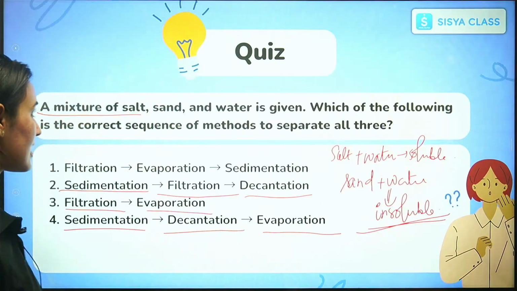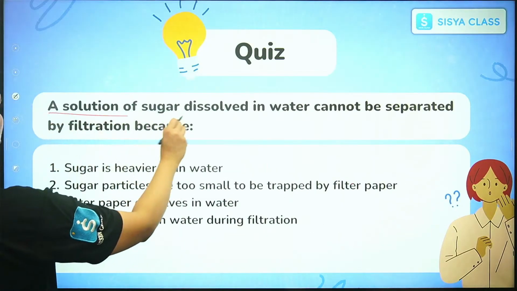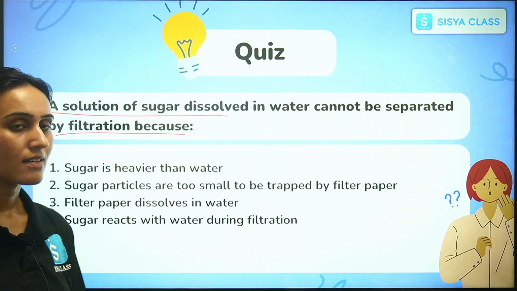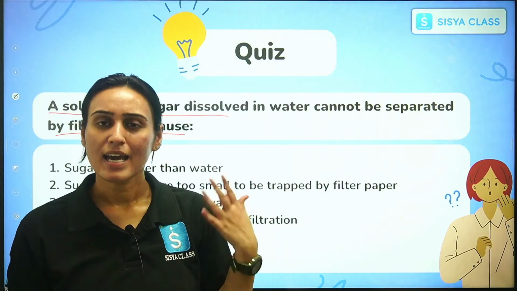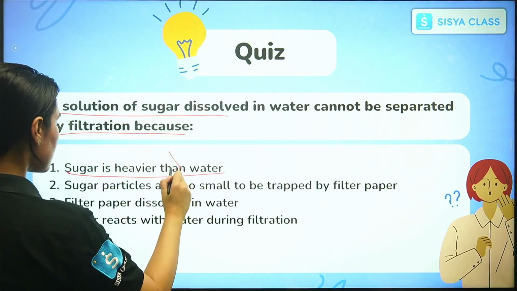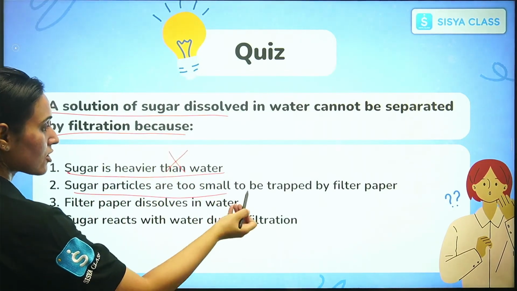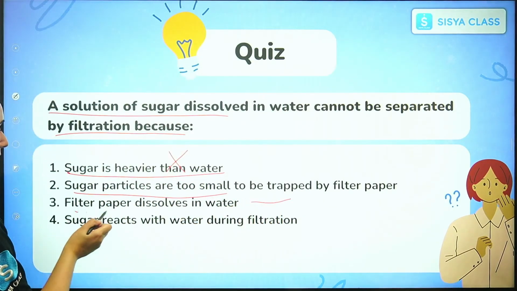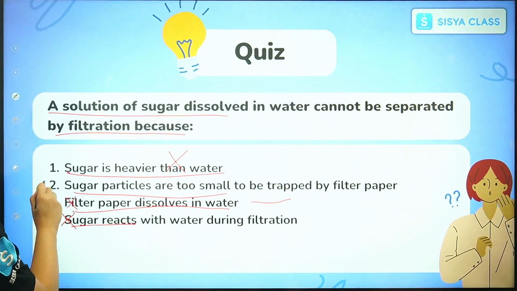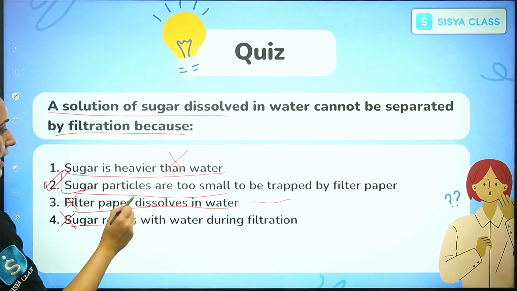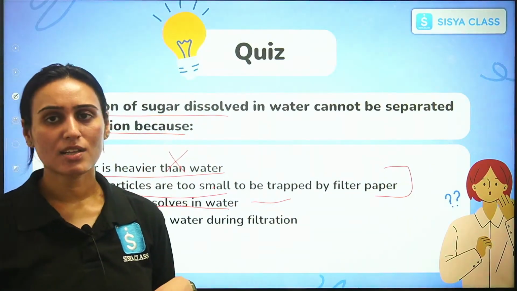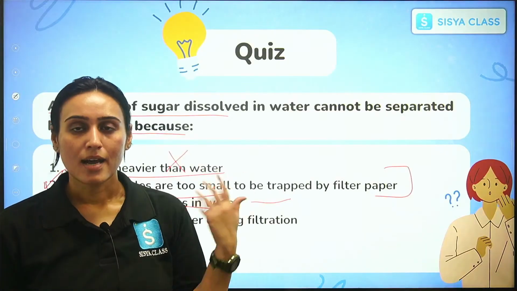Okay, see the next one. A solution of sugar is dissolved in water. It cannot be separated by filtration. Why? Because sugar, like salt, is soluble in water, everyone. Sugar particles are too small to be trapped by filter paper. It passes through. So you cannot separate sugar from water by filtration.